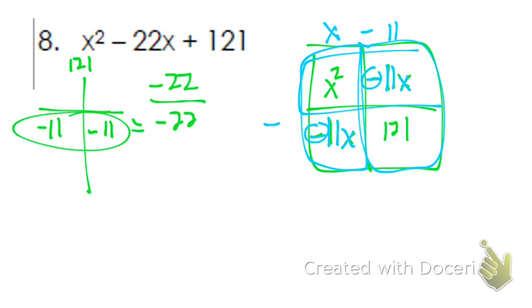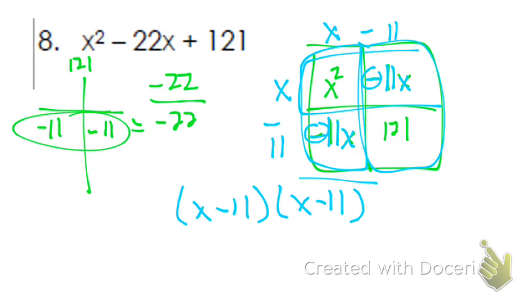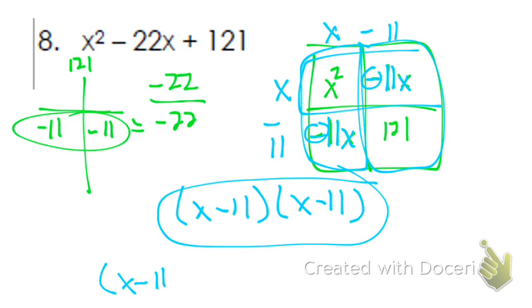Now let's look at the row. X squared and negative 11x have what in common? Well, they both have an x in common, and that's it. And then negative 11x and 121 have an 11 in common. So our factors are written right here. That's x minus 11 times x minus 11, which is fine, but that's not completely simplified. That's the same thing as this. If you have two of those, we can write them as that, since they're the exact same thing.